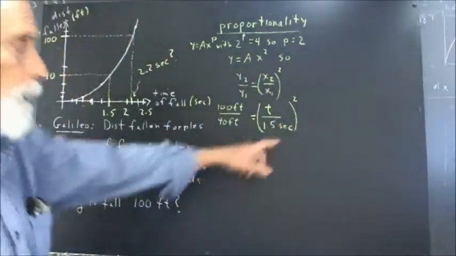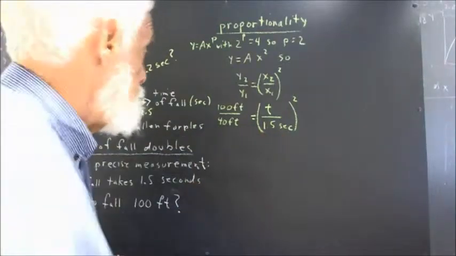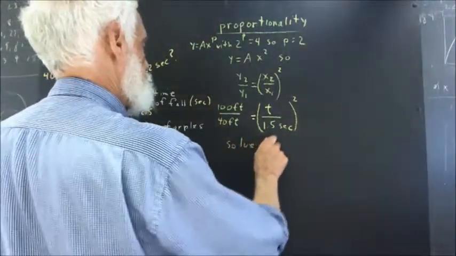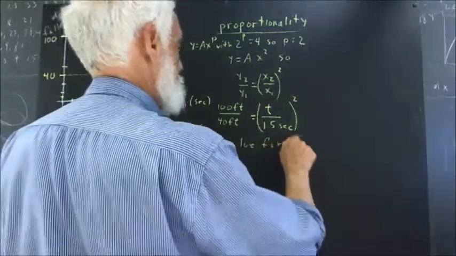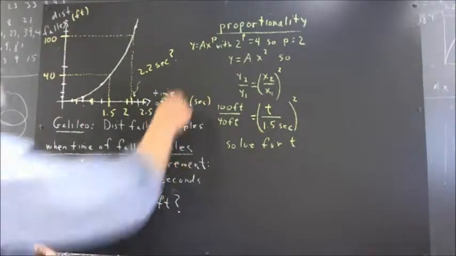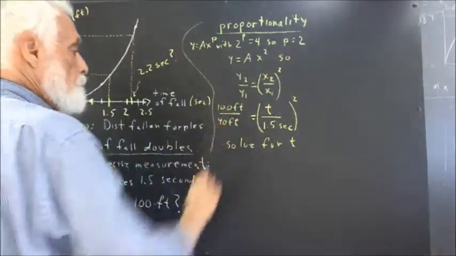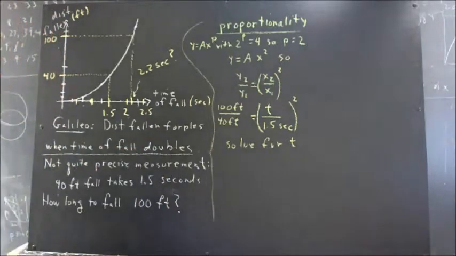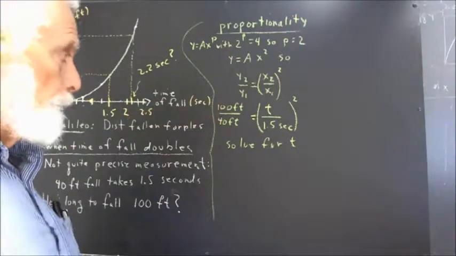And of course, this side is squared. So we solve for t. And I'm not going to do that solution. You should be able to do that solution. If you can't, let me know. Let me know what you're trying to do to solve it, and I'll walk you through it. I'll point it out here. We just square this side.